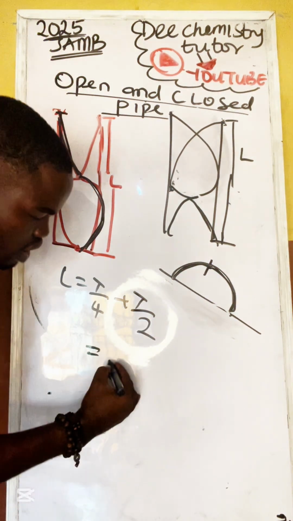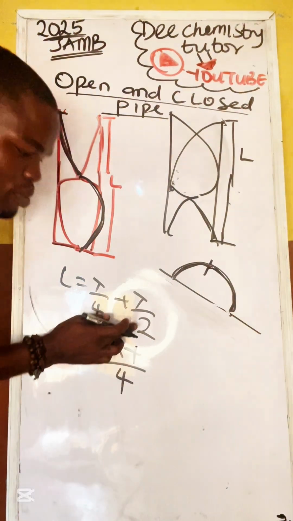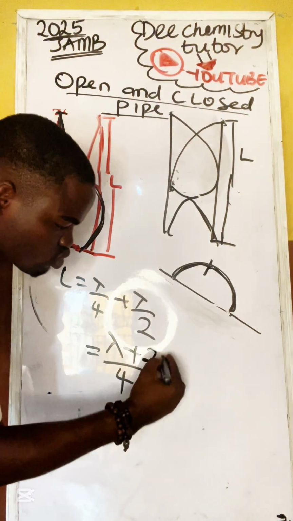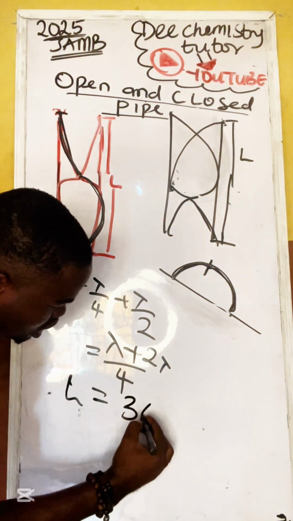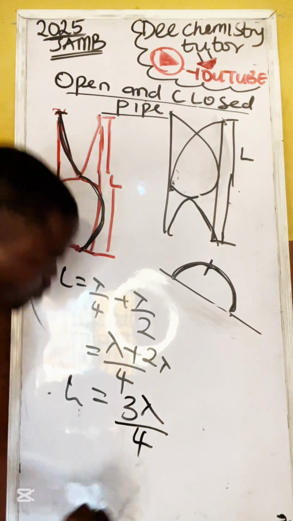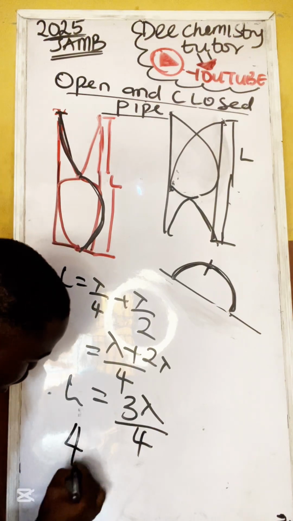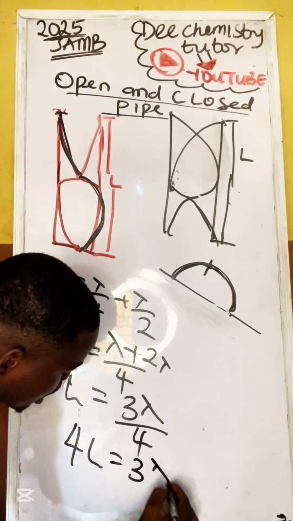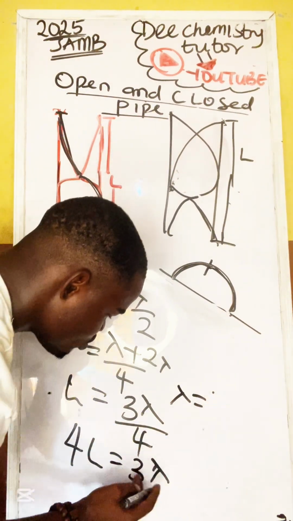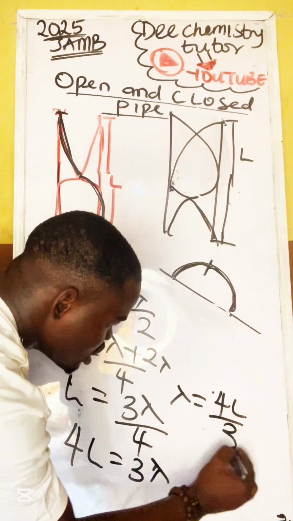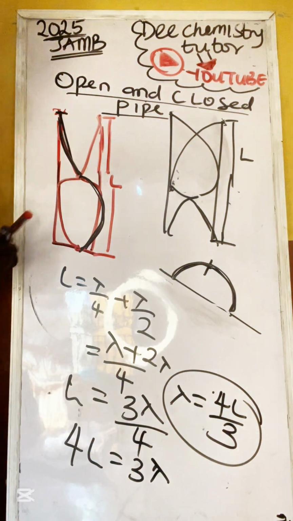Then the LCM is 4. How many 4 can you see in 4? 1. 1 times this, lambda. How many 2 can you see in this? 2. 2 times this, 2 lambda. So that is why the length of this kind of pipe is 3 lambda over 4. That's why you can get lambda from this and say 4L equals 3 lambda, right? Then from here, I can say lambda equals 4L over 3. These questions are in your JAMB pack. A lot of them. Okay, now that is the answer to this.